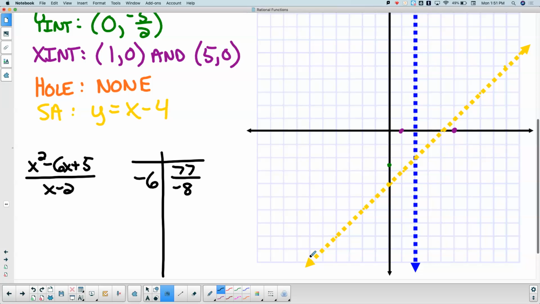Kohler, we're up to you. Do we have enough points on the right one? No. So we should probably put in 3. 3, I like 3. If I put 3 in, I get 9 minus 18 is negative 9. Plus 5 is negative 4. All over 3 minus 2, that's 1. I get negative 4.